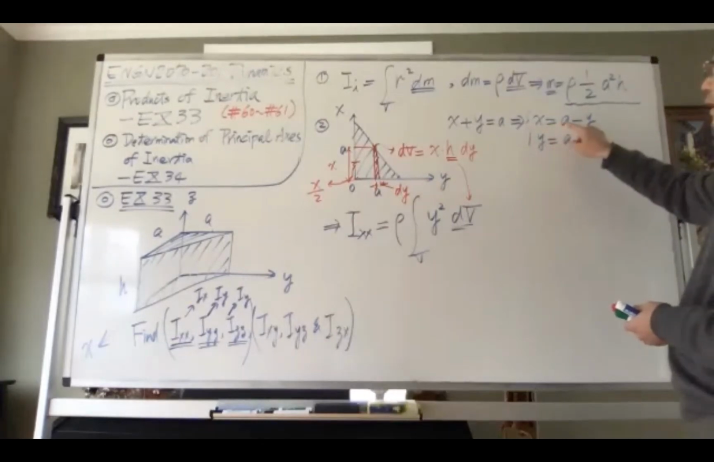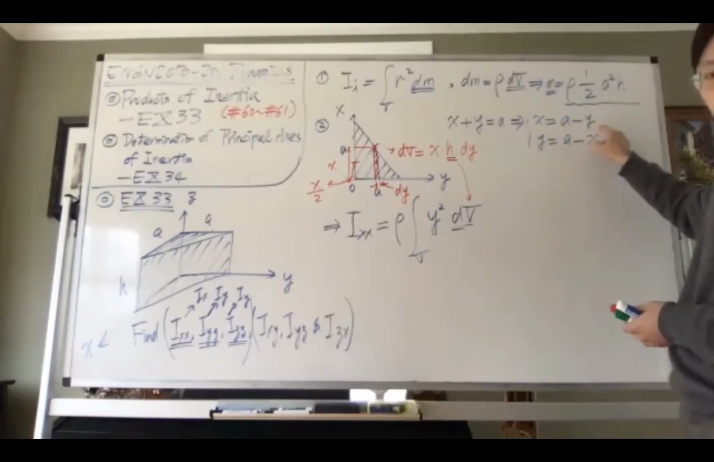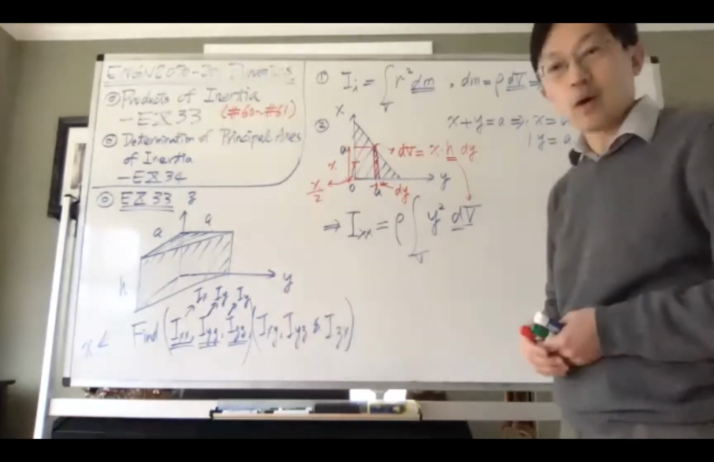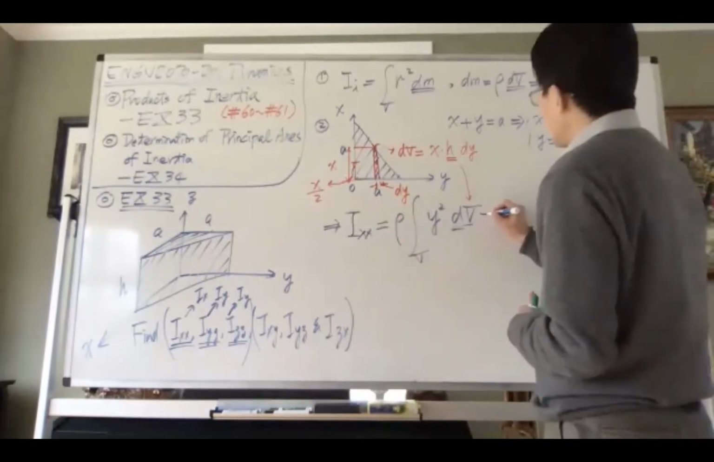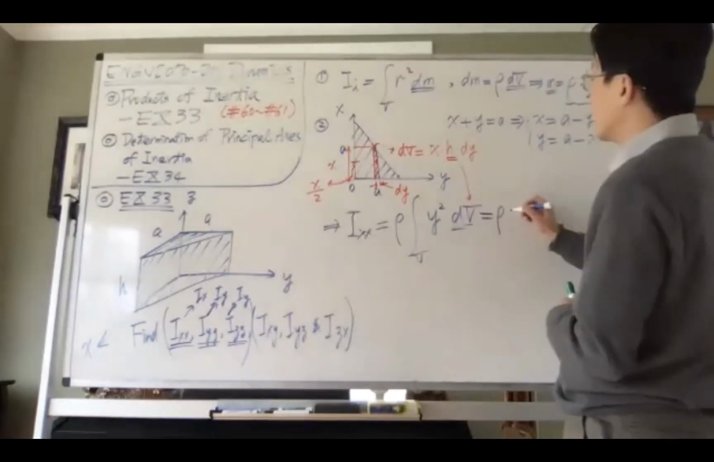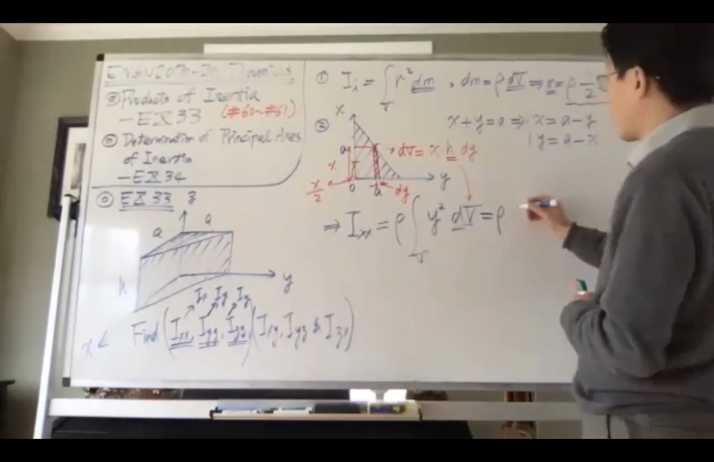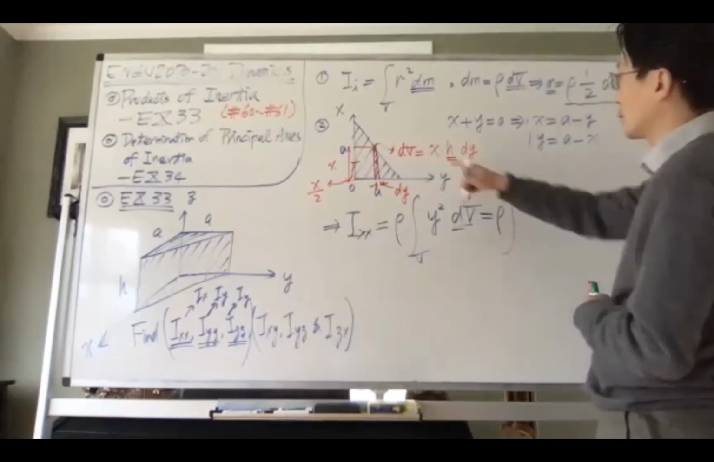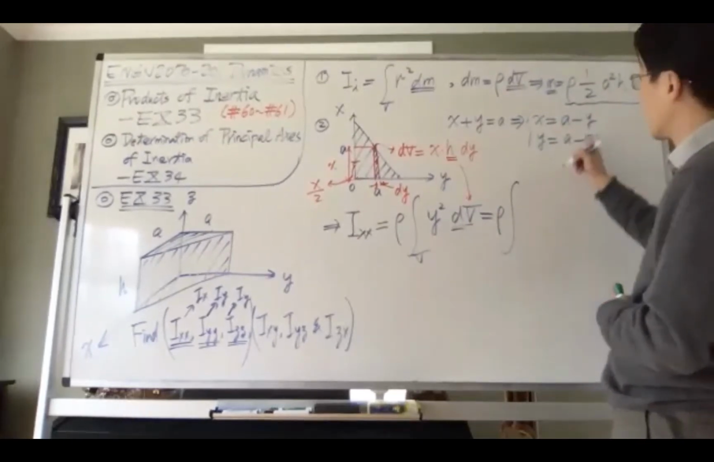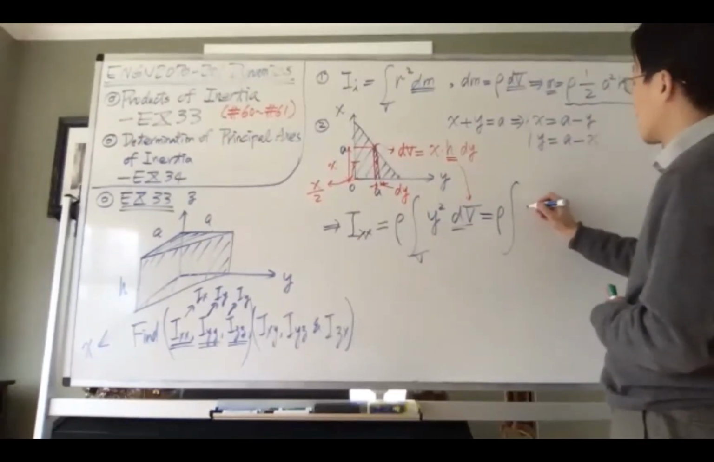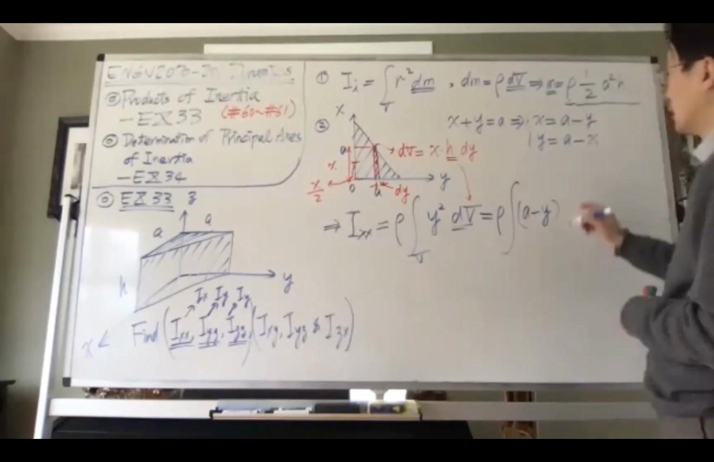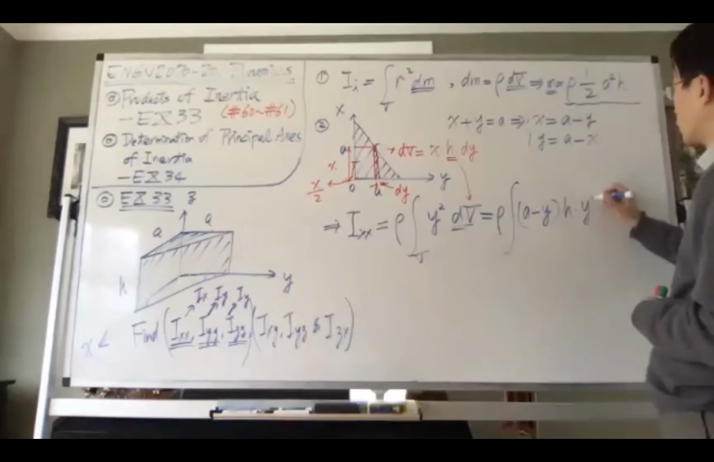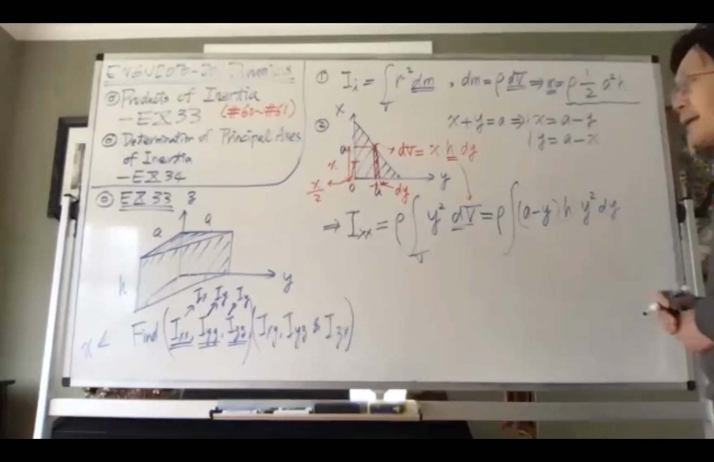x with a minus y, right? So put everything in terms of y, then you can carry out this integral. And that's what we're going to do. This becomes rho times y squared. So keep the y squared inside, but the x replaced with a minus h. So this becomes a minus h, a minus y times h times y squared dy.